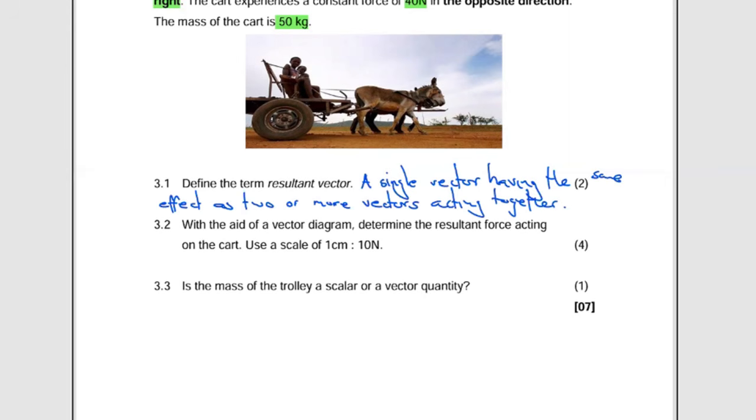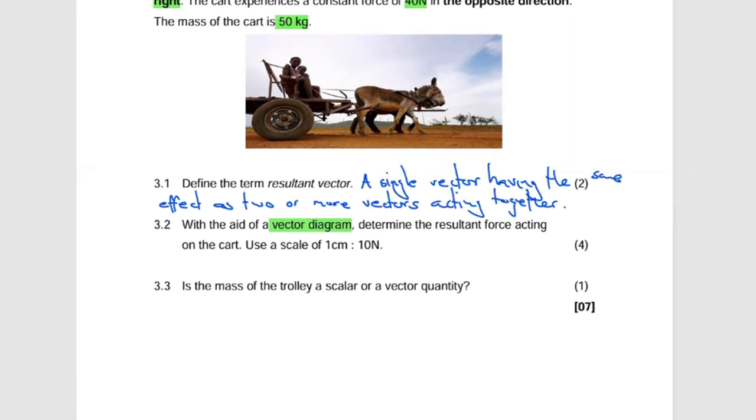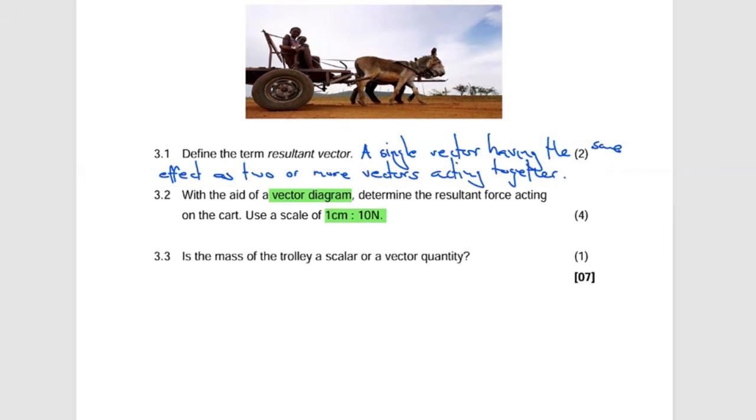Then to proceed to question 3.2, it reads: with the aid of a vector diagram, determine the resultant force on the cart. So they're asking for a vector diagram. Use a scale of 1 centimeter is to 10 newtons, so 1 centimeter is equivalent to 10 newtons. And then we're supposed to determine the resultant force there.